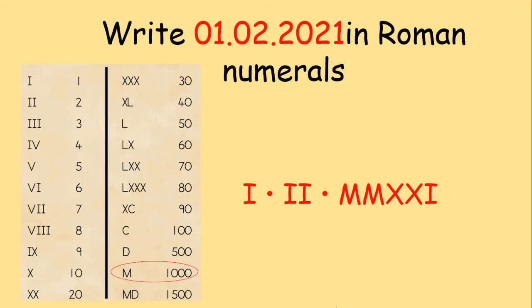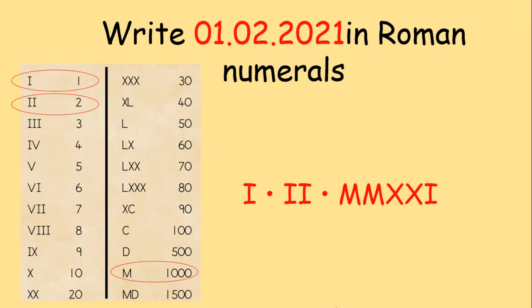Well done. I could start by identifying the number 1, which is I. So I know to write the first, I am going to write I. Then I know that February is the 2nd month in the year. I need to find out how I write 2, which is going to be 2 I's, II. The last bit, I'm going to need to work out how to write 2021.